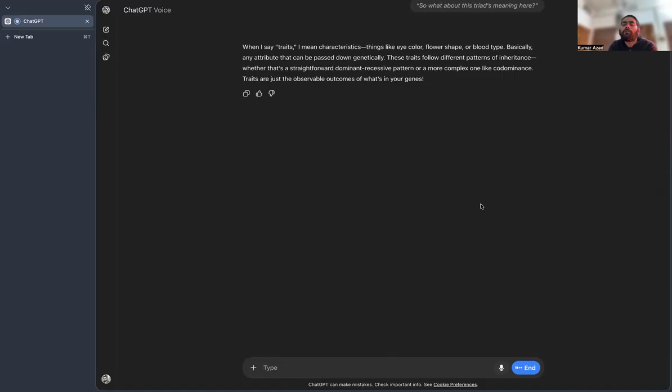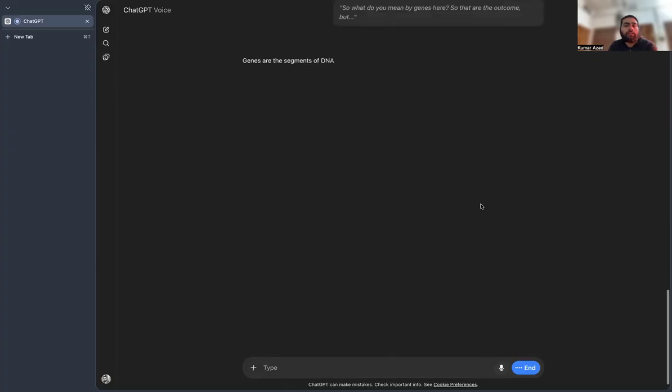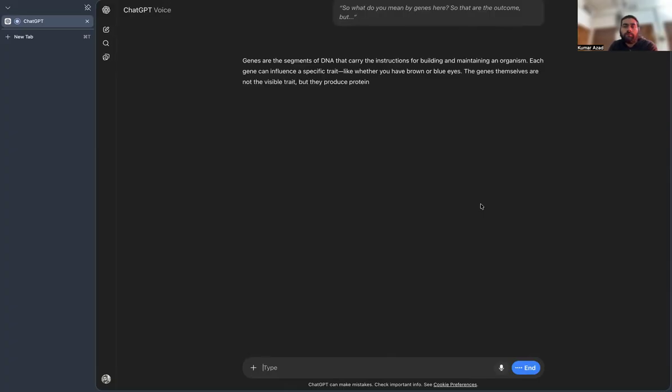So what do you mean by genes here? Genes are the segments of DNA that carry the instructions for building and maintaining an organism. Each gene can influence a specific trait, like whether you have brown or blue eyes. The genes themselves are not the visible trait, but they produce proteins or influence processes that ultimately result in the outcome. So genes are like the code, and the trait is what you see.